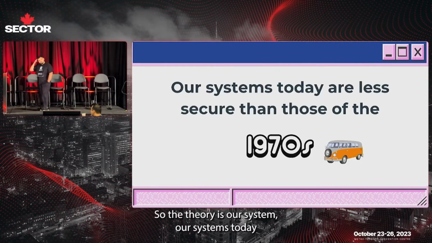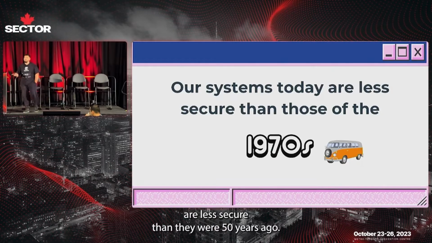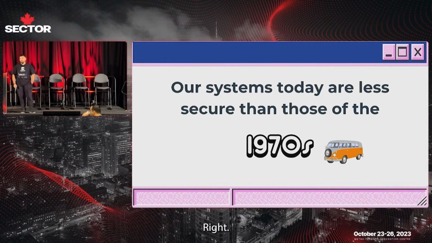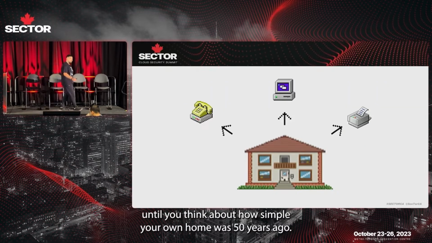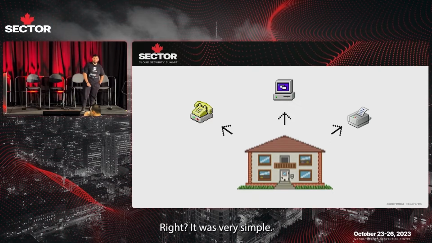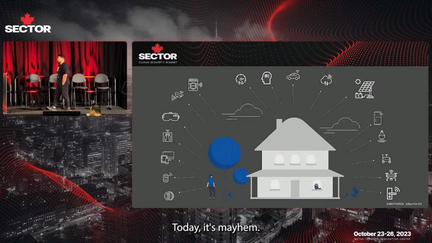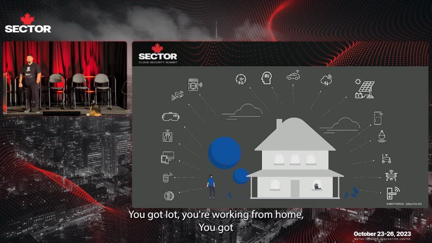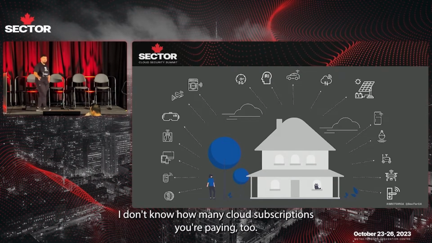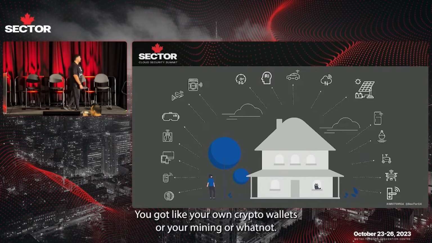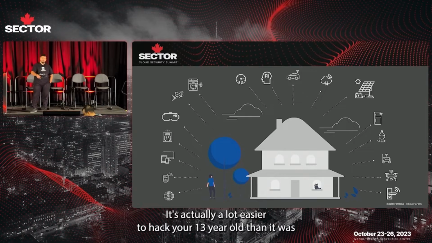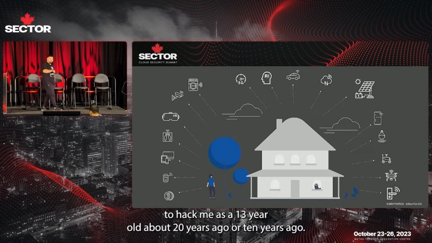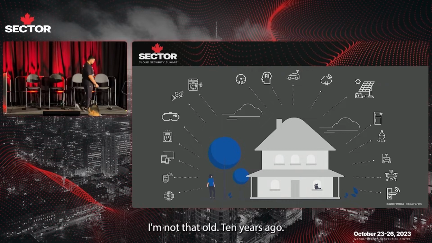So the theory is our systems today are less secure than they were 50 years ago, right? And that doesn't sit very well until you think about how simple your own home was 50 years ago. It was a linear network. Today, it's mayhem. You've got IoT, you're working from home, you've got I don't know how many cloud subscriptions you're paying for, your own crypto wallets or you're mining or whatnot, all kinds of crazy stuff on your home network. It's actually a lot easier to hack your 13-year-old than it was to hack me as a 13-year-old about 20 years ago or 10 years ago. I'm not that old, 10 years ago.